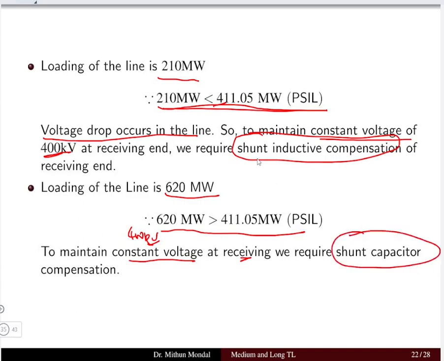So in the previous case, we required shunt compensation. Here we required shunt inductive compensation. Here we required shunt capacitive compensation of the line.